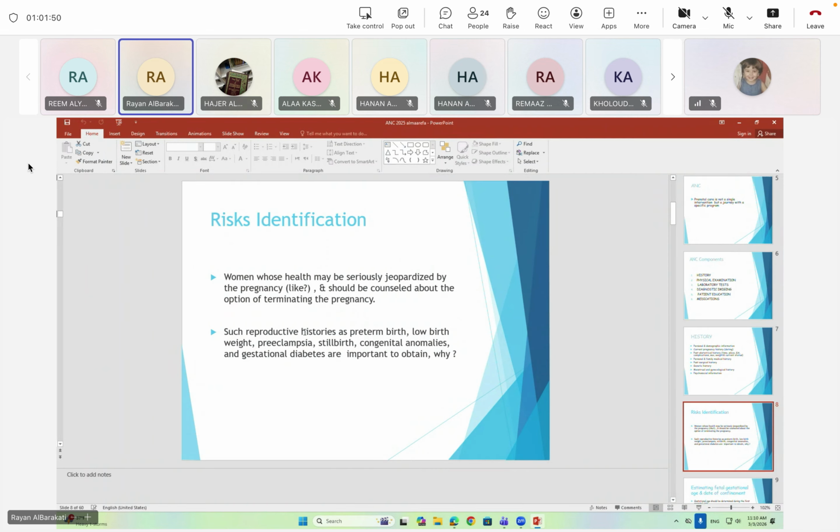Also in the risk identification, we should be looking at reproductive history such as preterm birth, low birth weight, preeclampsia, stillbirth, congenital anomalies, previous diabetes or gestational diabetes. And it's very important to identify these, even not in the first antenatal visit but in the prenatal care visit, that means before pregnancy even.